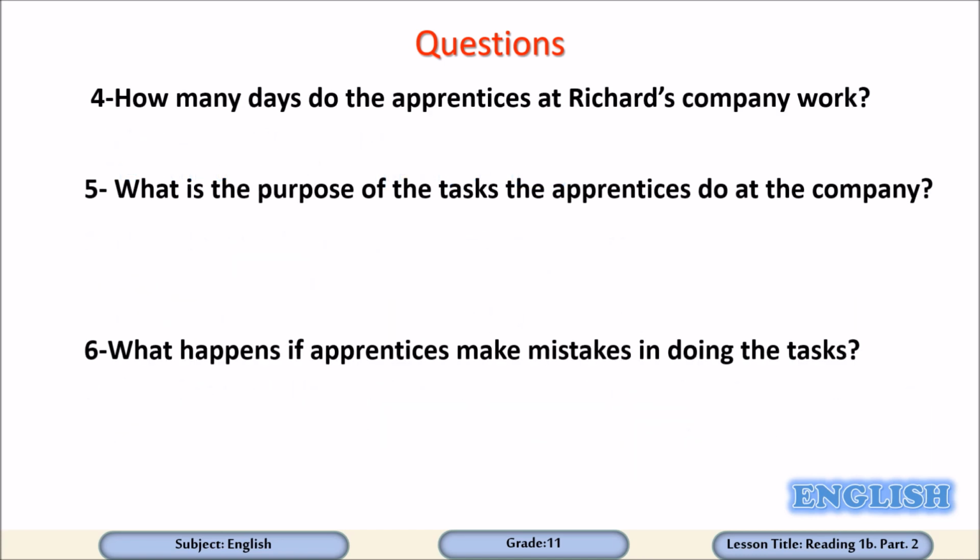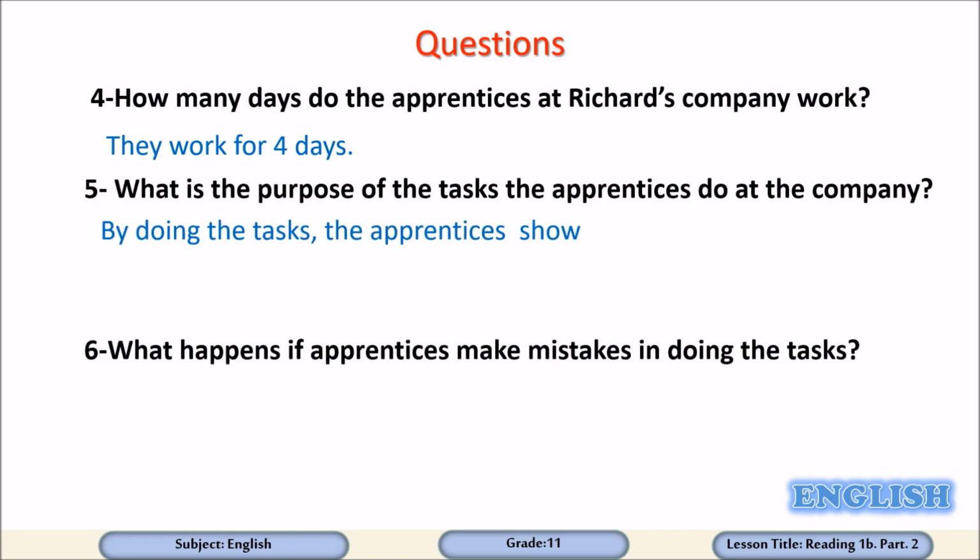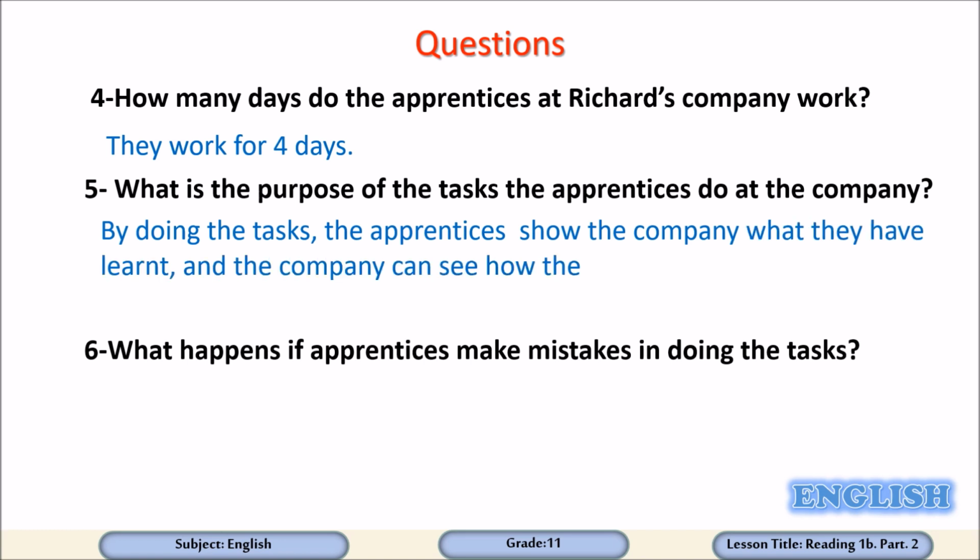Question 4 now. How many days do the apprentices at Richard's company work? Yes, very good. They work for 4 days. Let's go to question 5. What is the purpose of the tasks the apprentices do at the company? Very good answer. By doing the tasks, the apprentices show the company what they have learned, and the company can see how the apprentices are developing their skills.